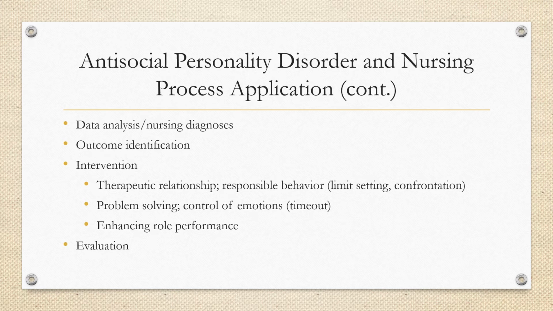We also want to work on problem solving and controlling emotions. Problem solving skills may include looking at alternate solutions and possible consequences, and helping them identify sources of frustration and ways to respond to it.